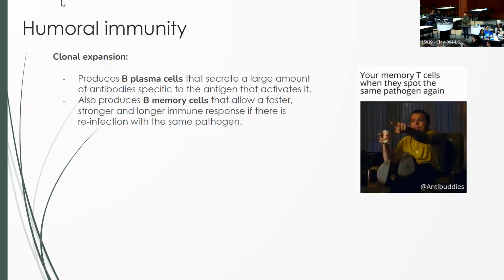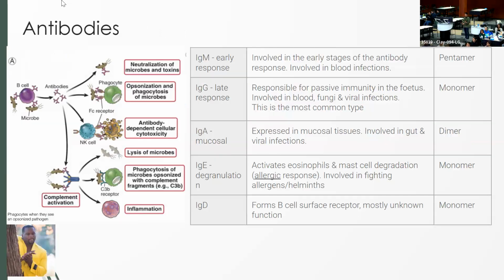And some of them become memory T cells as well. So that's how things like vaccines work. It's really hard to get infected by the same thing twice. Yeah, the clonal expansion basically produces a whole ton of plasma cells that secrete so many very specific antibodies, and memory B cells as well to make sure that you don't get reinfected as easily.